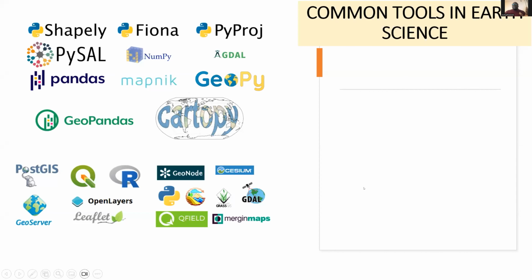For today, we will be looking at different tools that are commonly used in earth science. A lot of them are open source, and you can find them out there if you want to work with any of them. Shapely, Fiona, GeoPandas, GeoPy, Cartopy, QField, GDAL, and so on, which are used for mapping, for building general information around earth science, for monitoring, and so on.